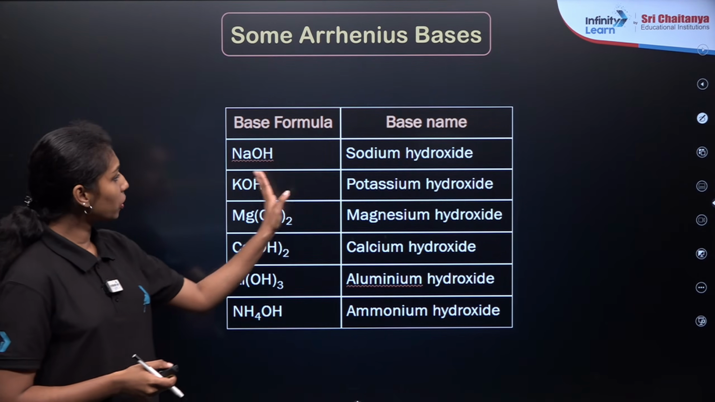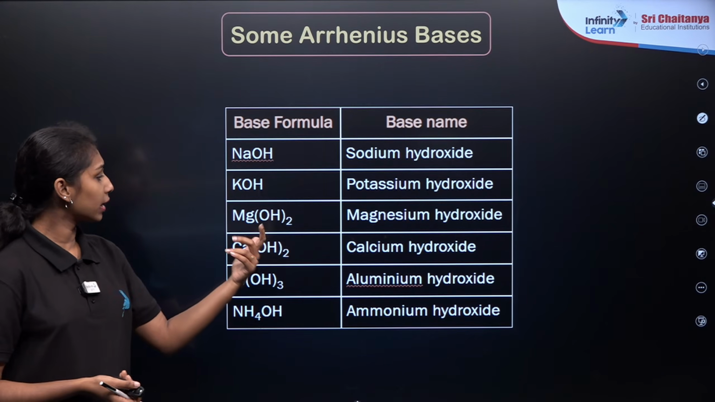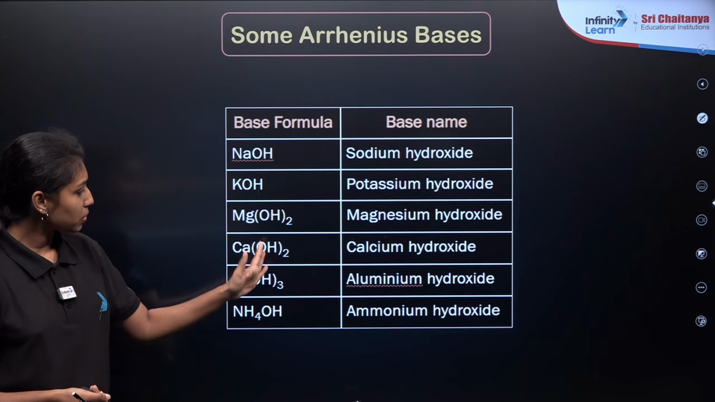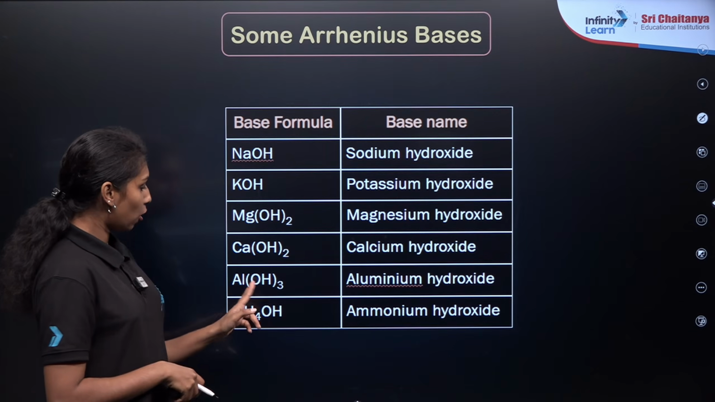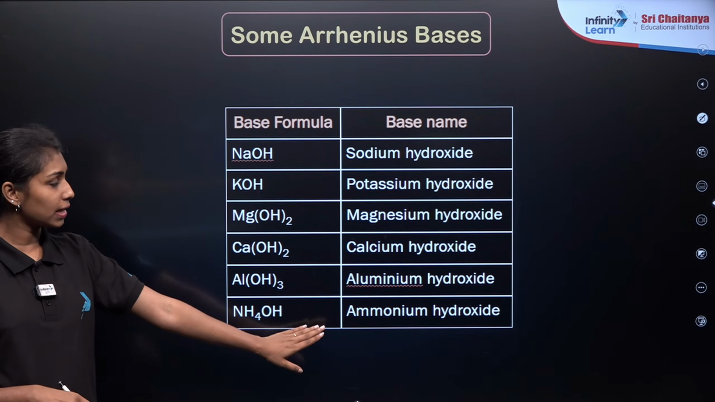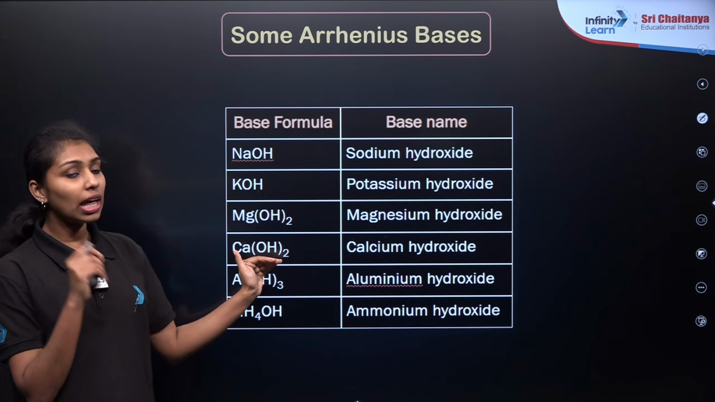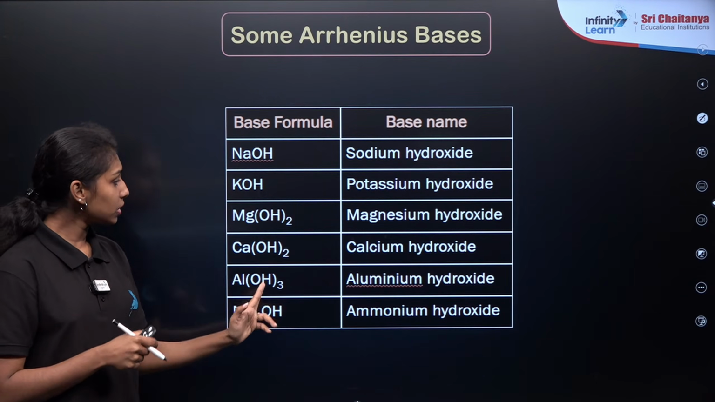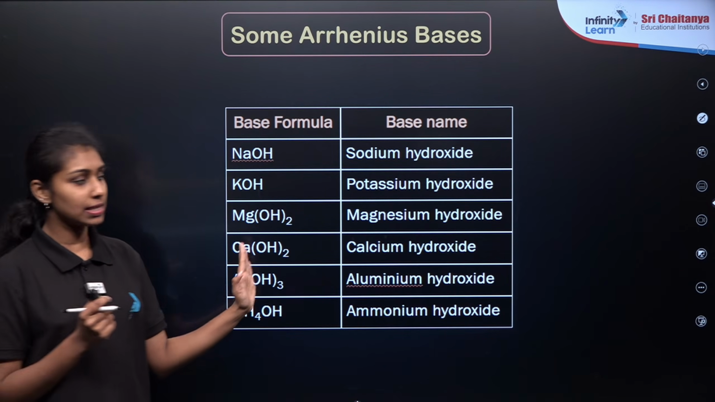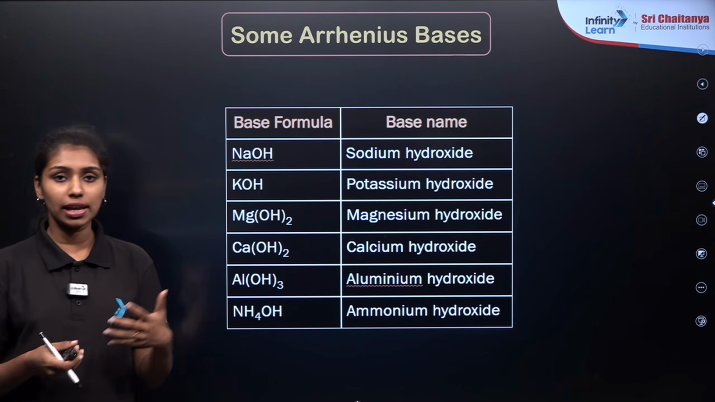The common examples are sodium hydroxide NaOH, potassium hydroxide KOH, magnesium hydroxide Mg(OH)2, calcium hydroxide Ca(OH)2, aluminum hydroxide Al(OH)3, and NH4OH, ammonium hydroxide. These are the common examples of Arrhenius bases, which in aqueous solution, whenever you add water, easily form the OH minus ion, the hydroxide ion.